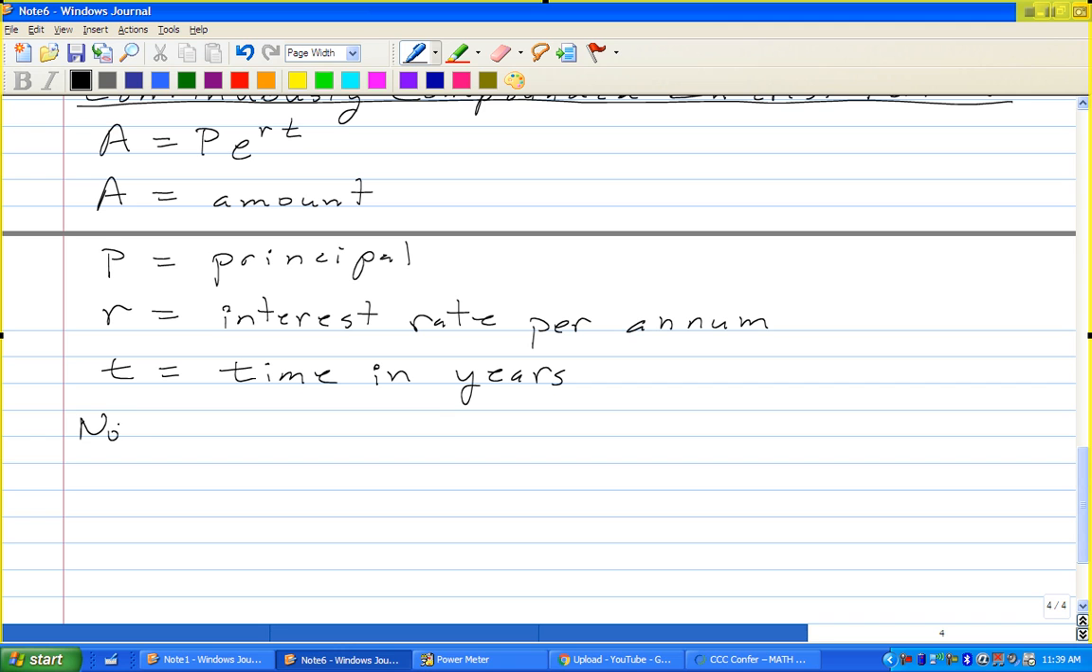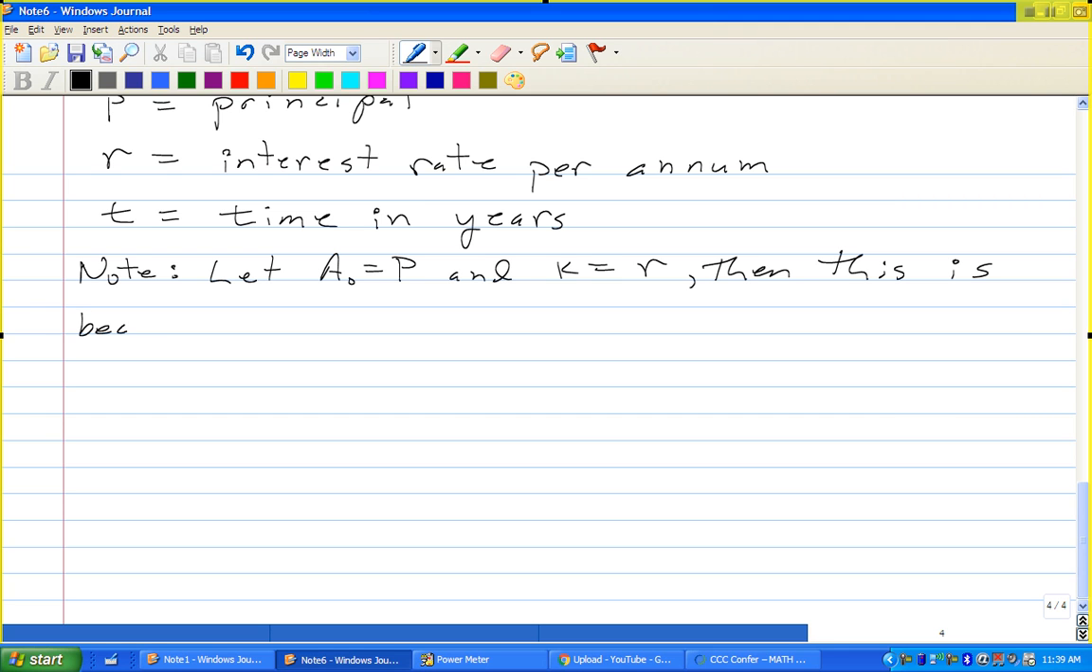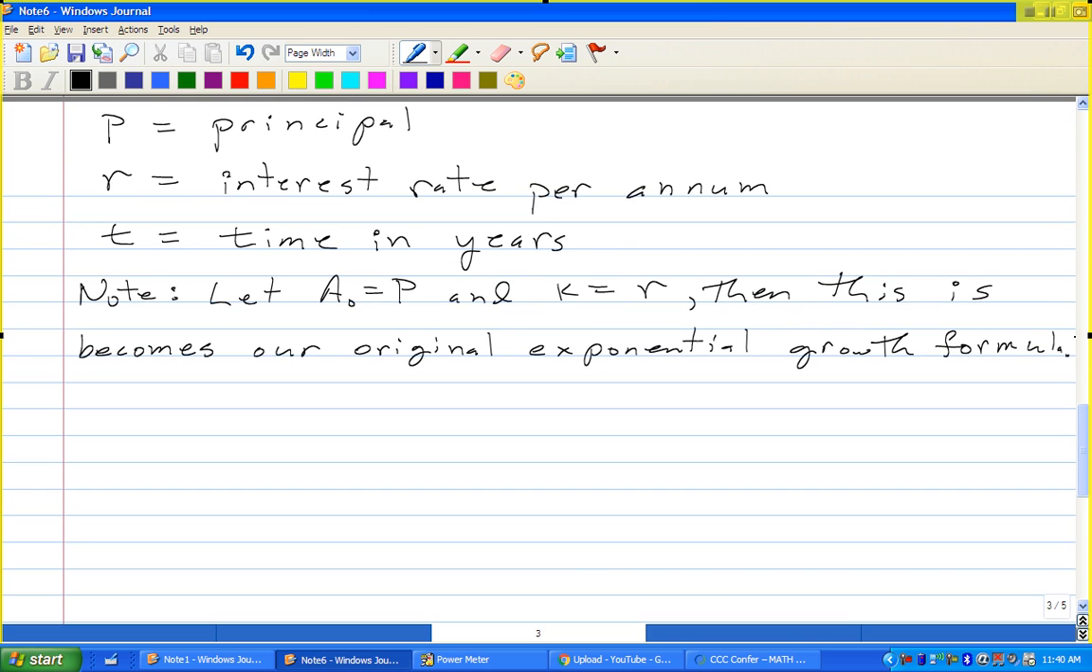So note, let A sub 0 equal P, and k equals R, then this becomes our original exponential growth formula. So this continuously compounded interest formula, again, is just our original formula for exponential growth.